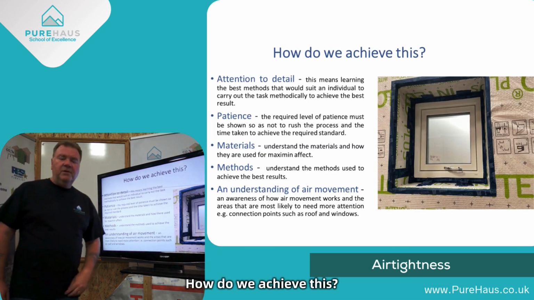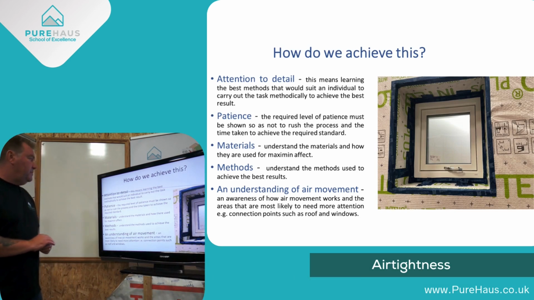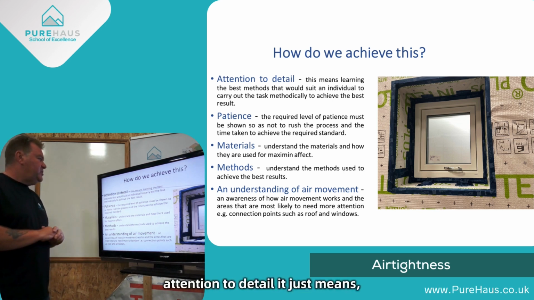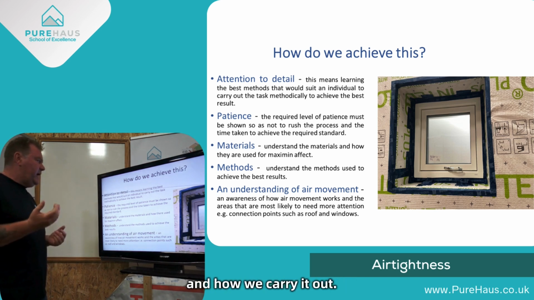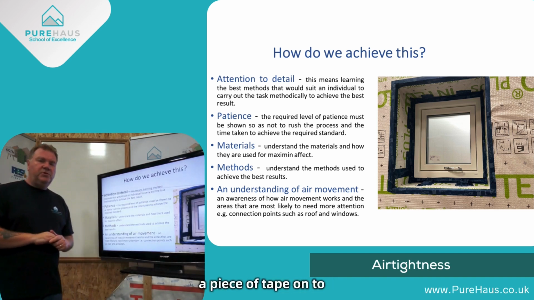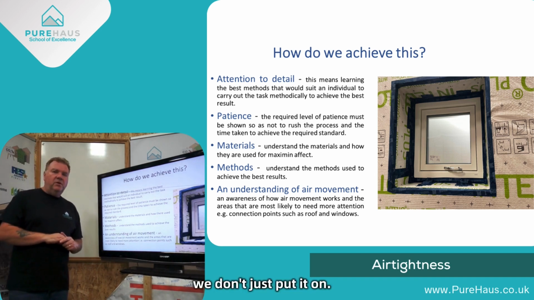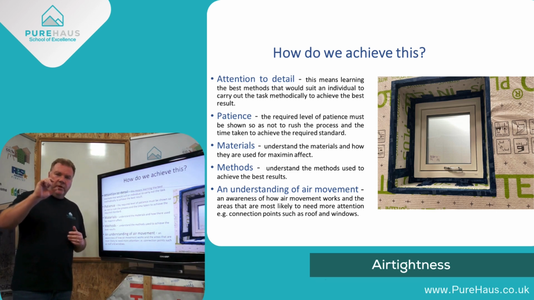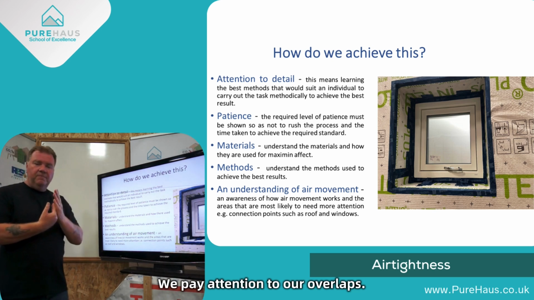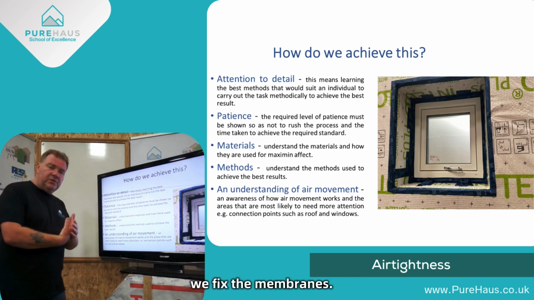How do we achieve this? We just follow some basic rules. We pay attention to detail. Attention to detail just means learning the best methods and how we carry it out. Basically, if we were going to put a piece of tape onto a junction or a joint, we don't just put it on, we place it. We look at what we need to do. We pay attention to where we need to put things. We pay attention to our overlaps. We pay attention to where we fix the membranes.